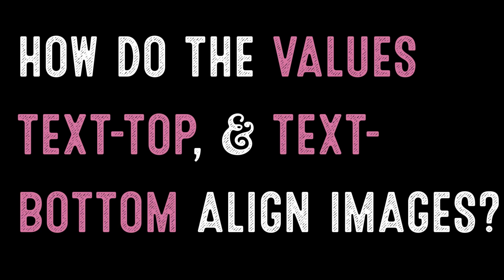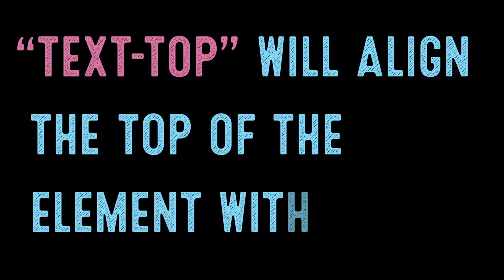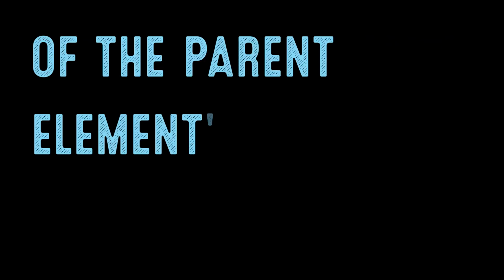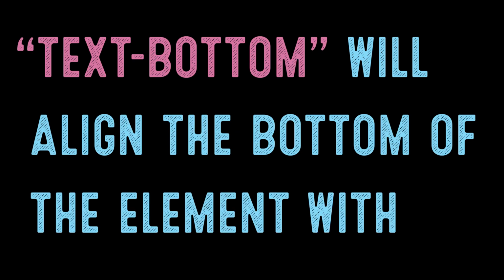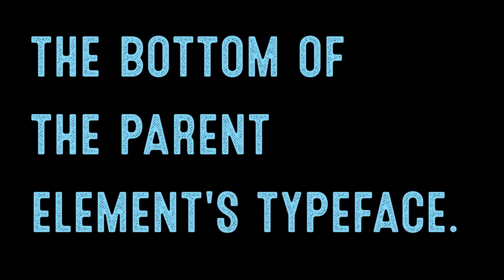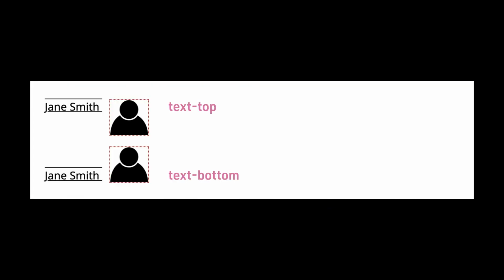How do the values text top and text bottom align images? Text top will align the top of an element with the top of the parent element's typeface. Text bottom will align the bottom of an element with the bottom of the parent element's typeface. In the next set, we look at text top and text bottom.